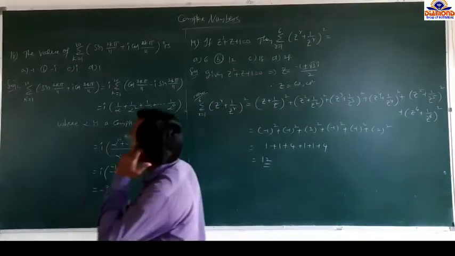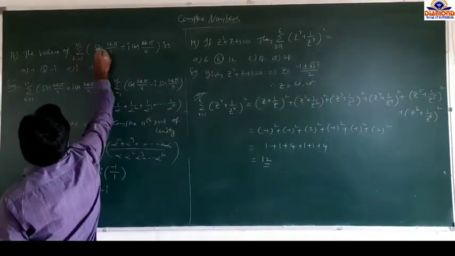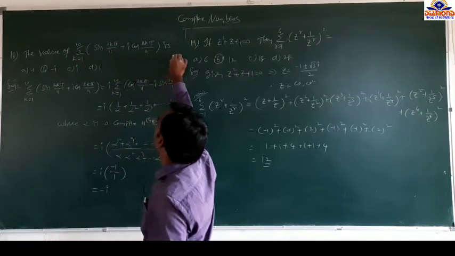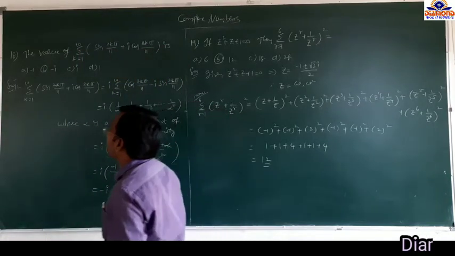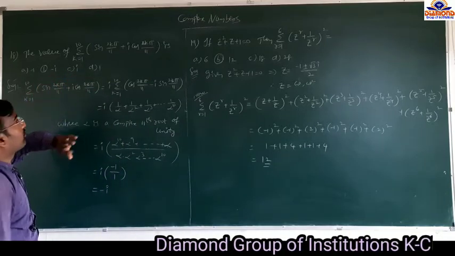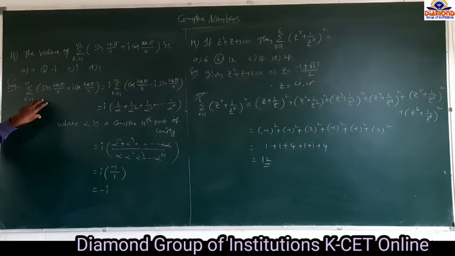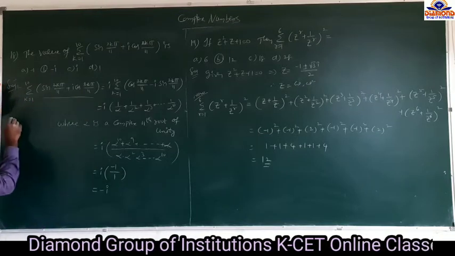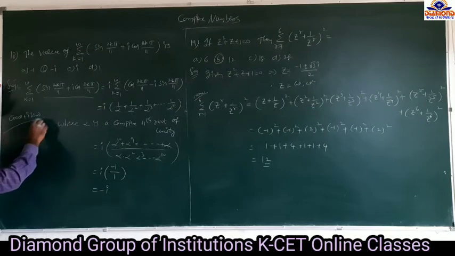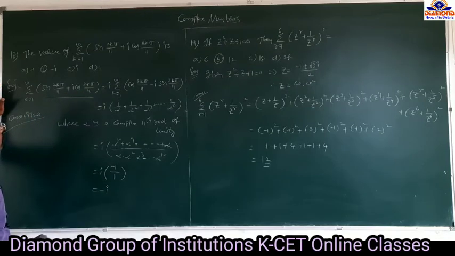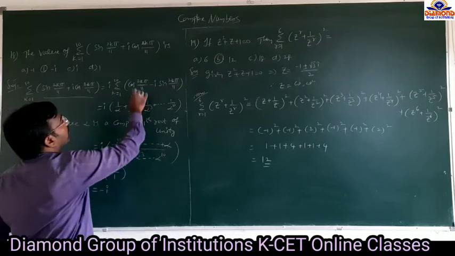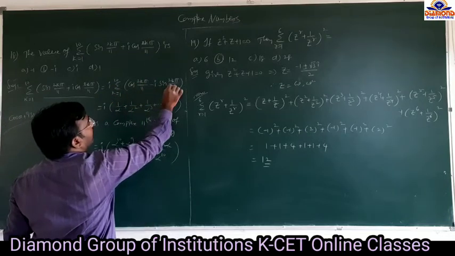Now, the value of summation k equal to 1 to 10 of sin 2k pi by 11 plus i cos 2k pi by 11. Option A minus 1, option B minus 5, option C i, option D 1. So take the given summation. Actually, this is in the form of cos theta plus i sin theta, but here i is multiplying with cos. That's why I take i common outside: i into summation k equal to 1 to 10 of cos 2k pi by 11 minus i sin 2k pi by 11.